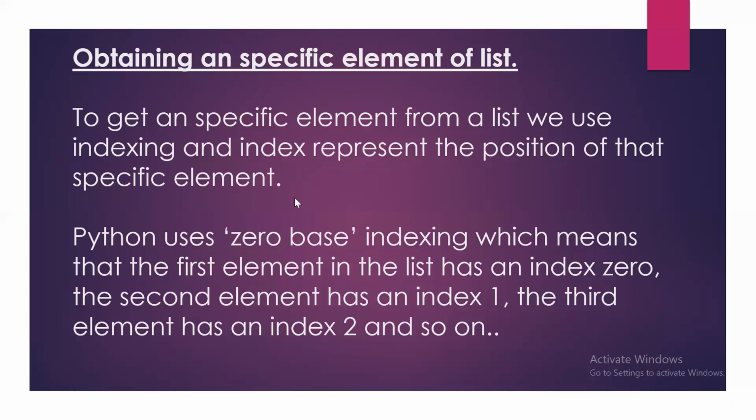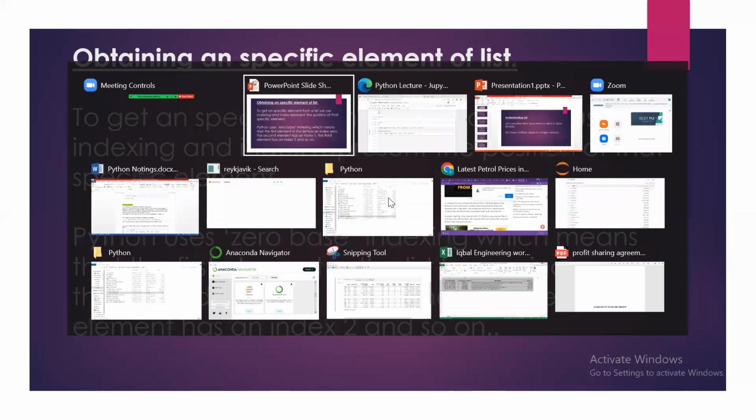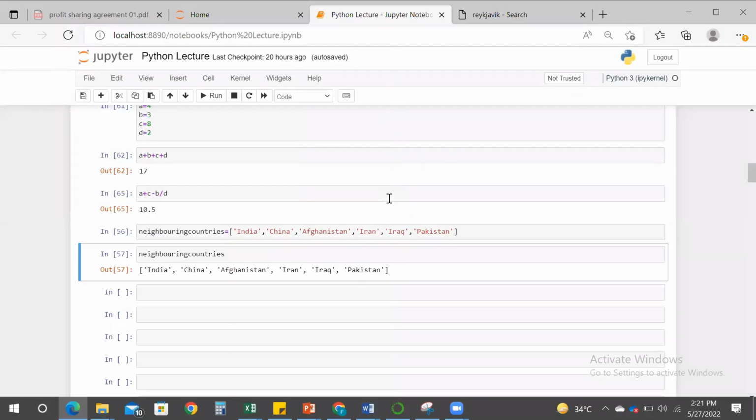So if we want a specific element from a list, we have to call that element by its index. So let's see how we can do this. Let's go back to the Python Jupyter notebook. So, we are back on Python.